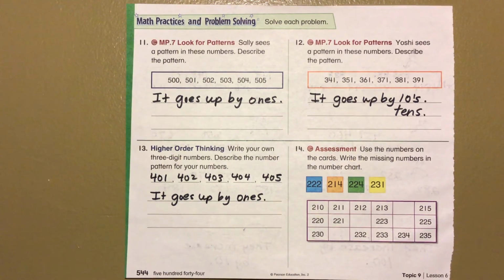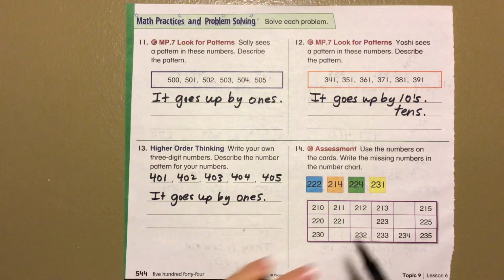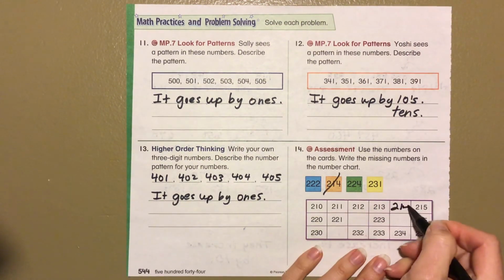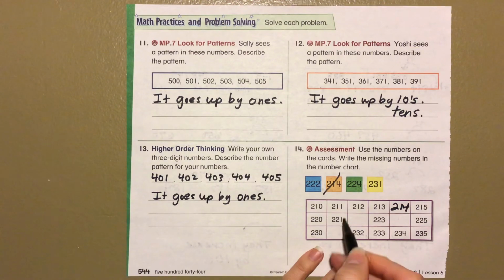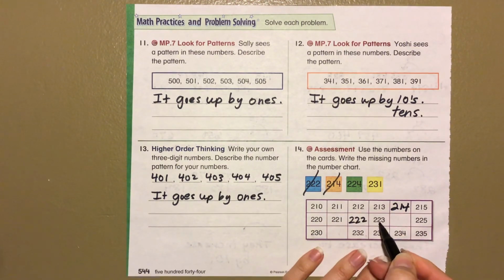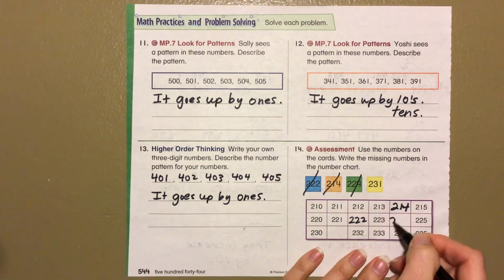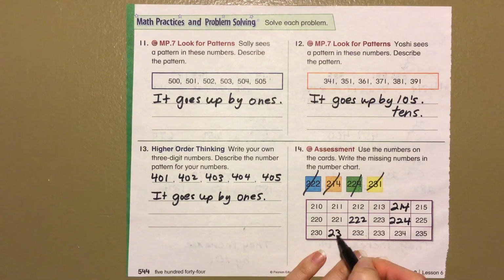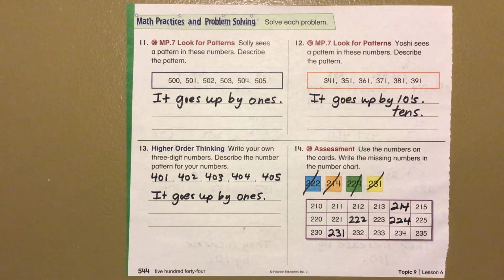All right, let's take a look. 213, what comes after 213? 214, 220, 221, 222, 223, 224, 230, 231. Phew, great job, everybody.